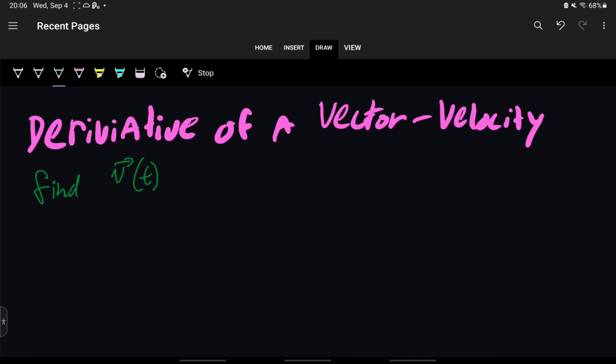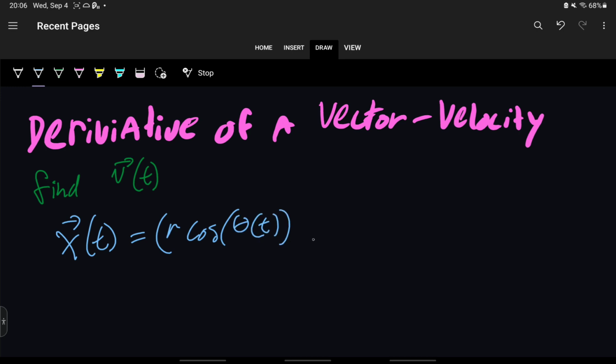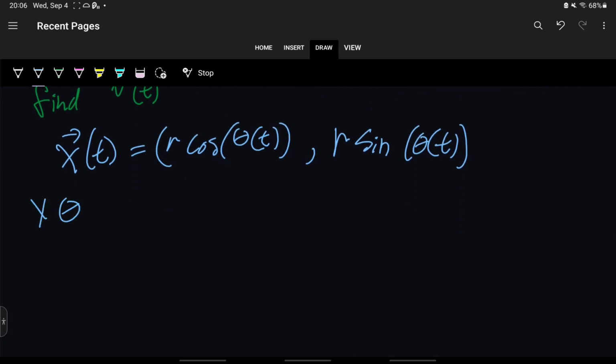v of t. So the given position vector as a function of time is going to be x of t is equal to r times cosine theta of t, and then r times sine theta of t. Let me write that better. I apologize for my handwriting. So r is going to be constant, and theta of t, let's go ahead and write this out.